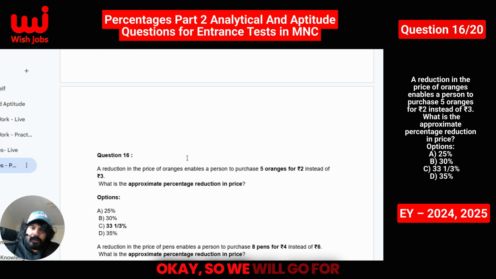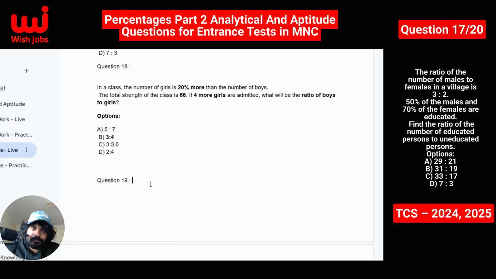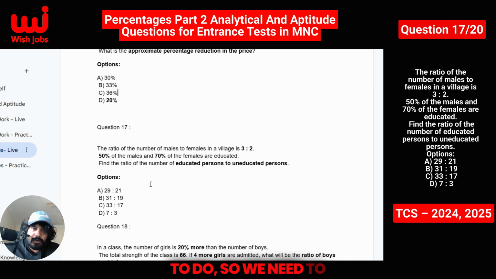Okay, so we will go for the next, the 17th problem. We have a lot of problems to do, so we need to do them quickly. So the 17th problem, I hope you can see my screen.